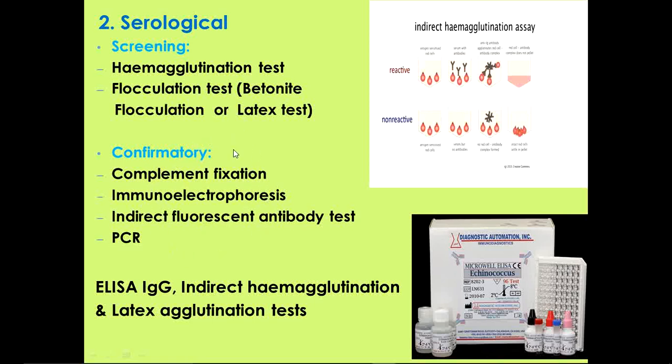And confirmatory tests are going to involve complement fixation, immunoelectrophoresis, indirect fluorescent antibody test, and the molecular test, which is the PCR. Please note that commonly enzyme-linked immunosorbent assay test for IgG antibodies detection, indirect hemagglutination tests, and latex agglutination tests with crude parasite antigen, either alone or in combination, are used for primary diagnosis of this disease.